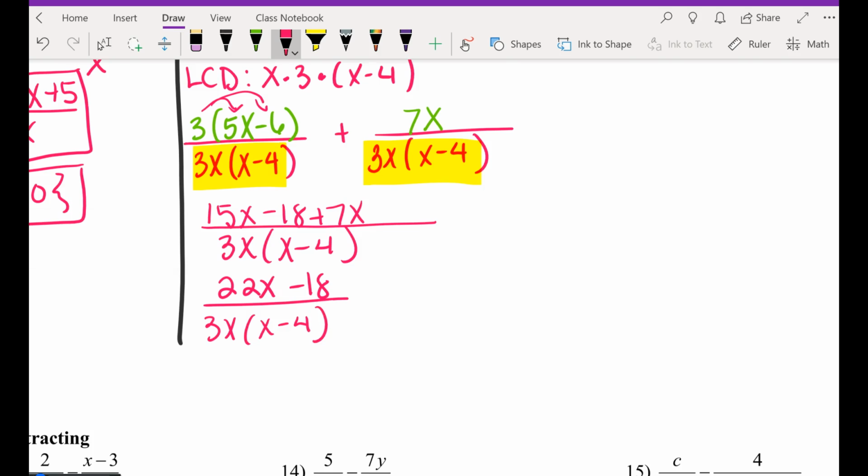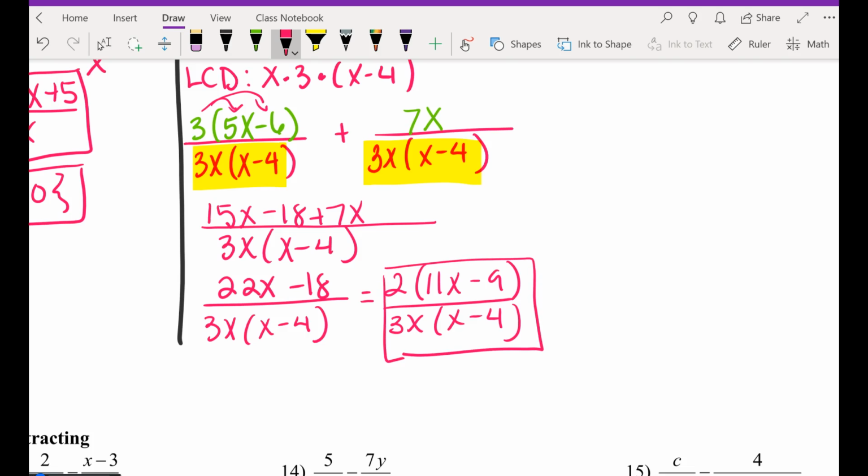On the top, remember, you always want to check to see if it's factorable, because sometimes you can reduce. The two numbers are both even, so I know at least I can take out a 2. So I have 11x minus 9 all over 3x times x minus 4. But as you can see, can I reduce anything? No. So it's okay. I can box that up. In the case that you can't reduce, you can also box up the one before, because that's also the simplest. So either one will be perfectly okay.